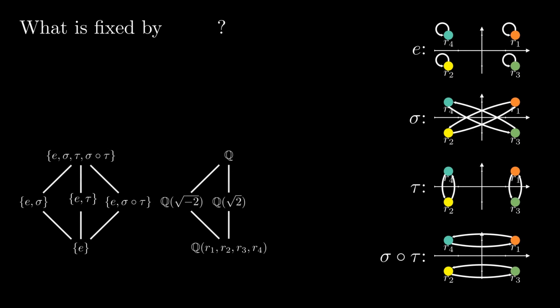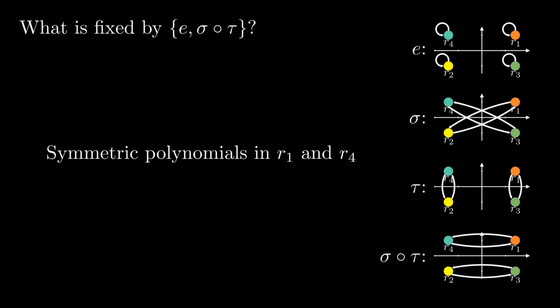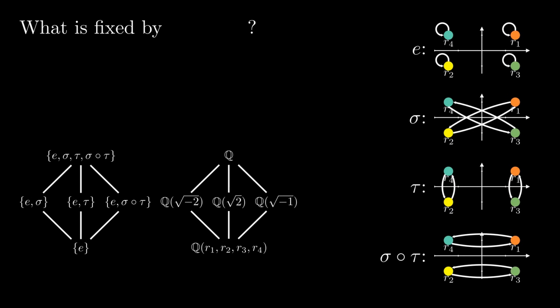We can slot that in here too. And then finally the element sigma times tau that swaps R1 and R4, we know the drill. This subgroup fixes symmetric polynomials in R1 and R4, and we again look at R1 plus R4. We square it, expand it out, and remember that R4 is negative R3, and group terms, plug in our redundancies, and simplify to get a square equals negative 4. Thus the square root of negative 4 is fixed by sigma times tau, and dividing by 2, we know that the square root of negative 1 is fixed.